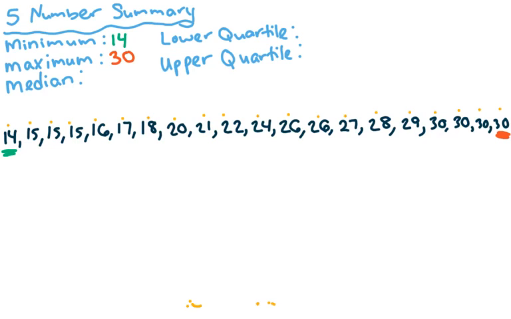1, 2, 3, 4, 5, 6, 7, 8, 9, 10. So the median is perfectly in between 22 and 24. Now, some of us would automatically know that perfectly in between 22 and 24 is 23. If it wasn't so easy, you could simply add the two numbers. 22 plus 24 is 46. And then divide by 2 to get 23.